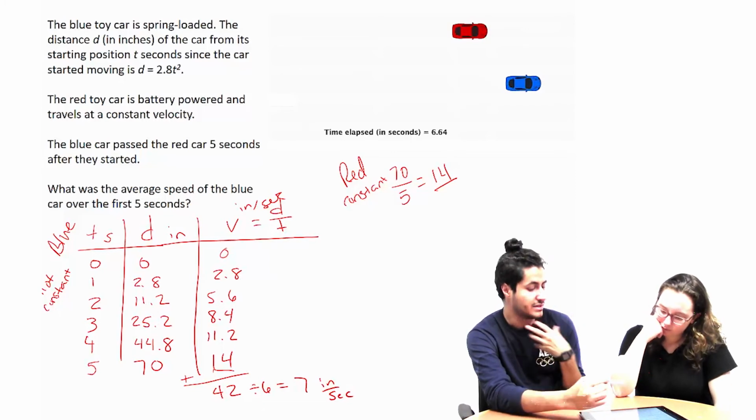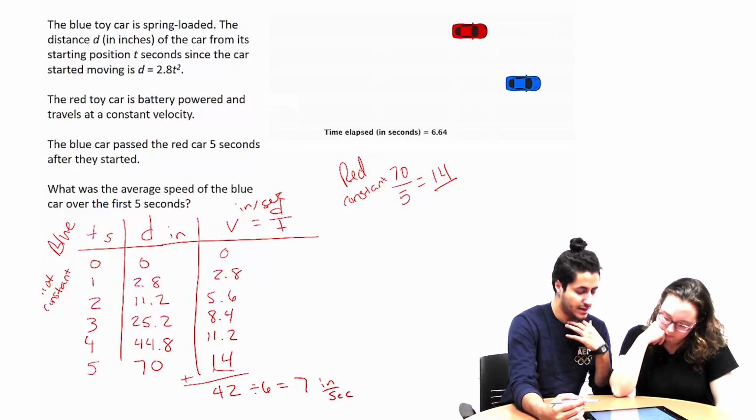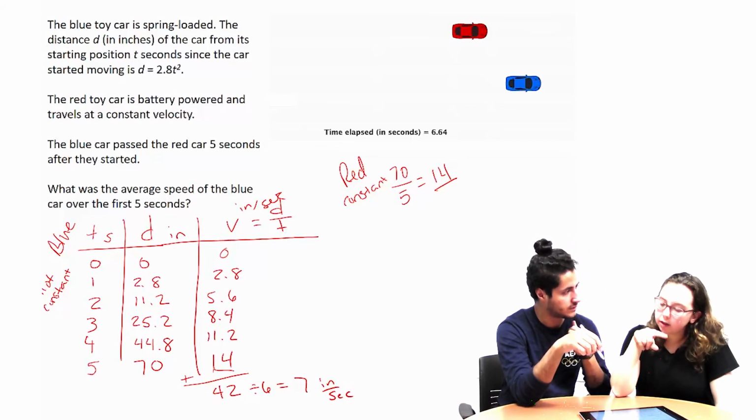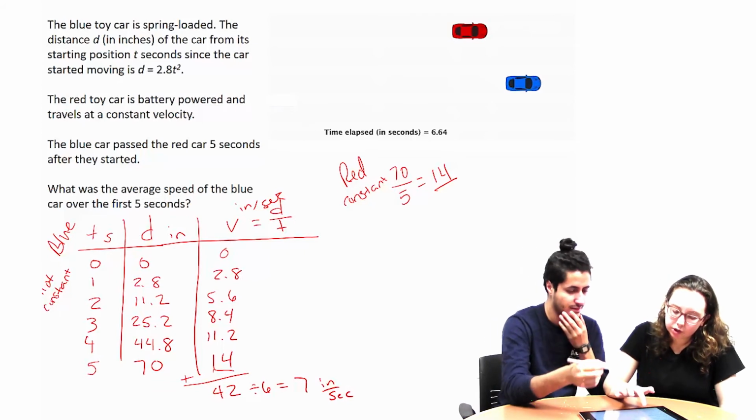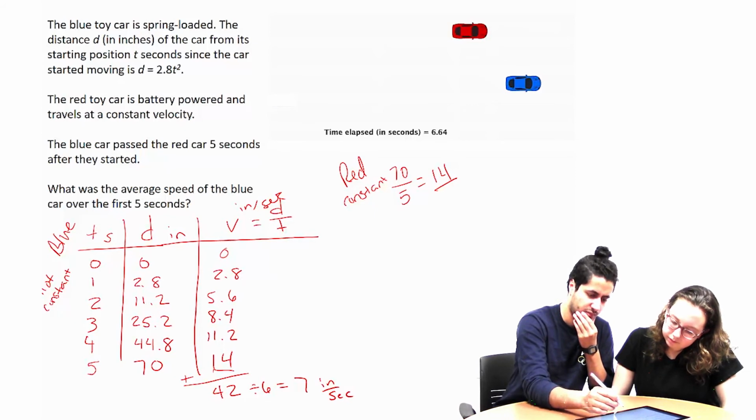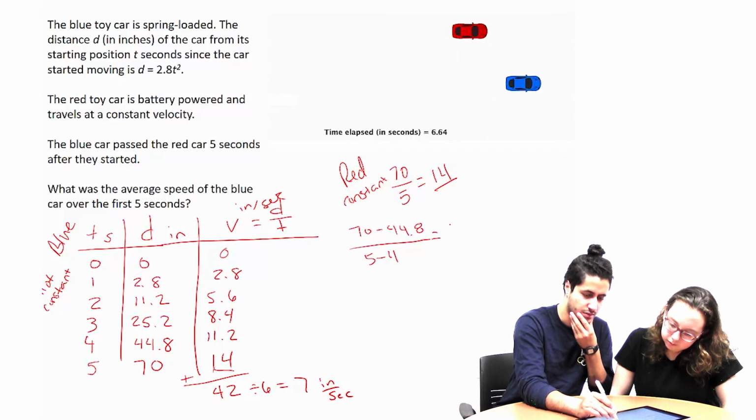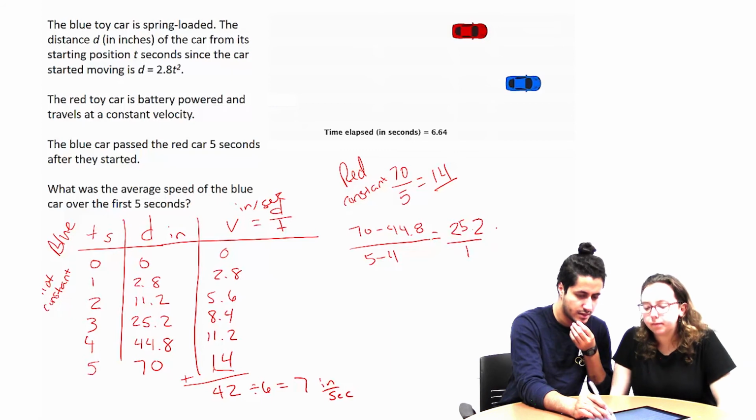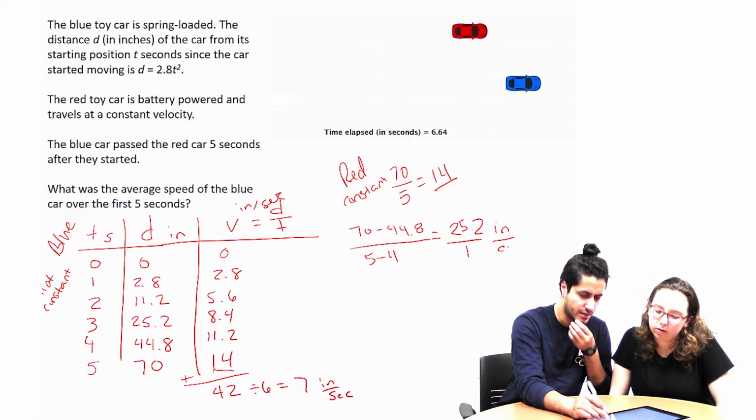So instead of adding these up and then dividing, what if we do a slope thing here? Like y2 minus y1, the change in y over change in x. Yeah. So change in distance over change in time. Okay. So then if we did, let's do 5 and 4. So we would have 70 minus 44.8 all over 5 minus 4, and that's 25.2 over 1, inches per second.